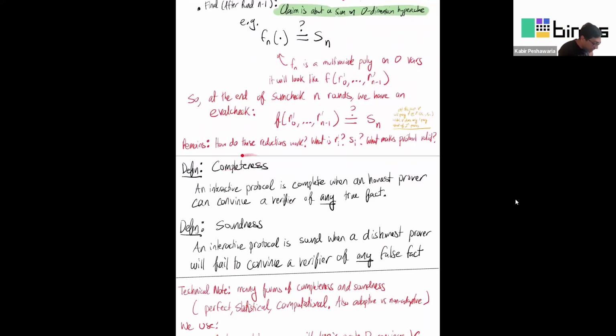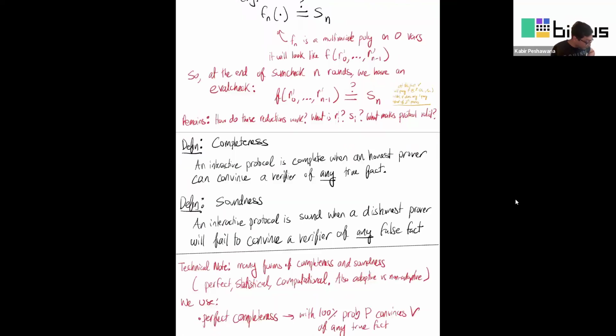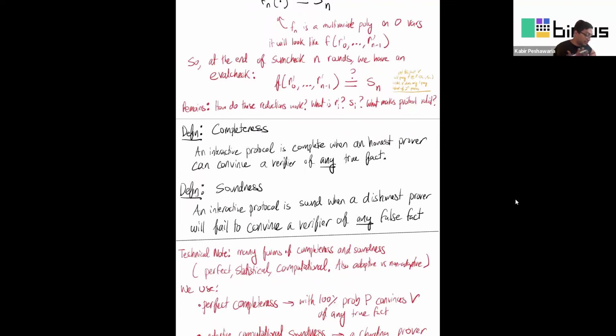One is called completeness. An interactive protocol is complete when an honest prover can convince a verifier of any true fact. So if I'm starting with a true fact, and I'm an honest prover following what I'm supposed to do, then the verifier will accept with 100% probability. That is completeness. Any true statement can be proven.